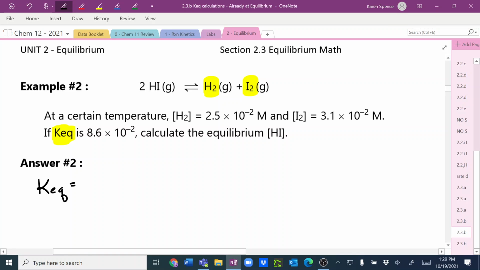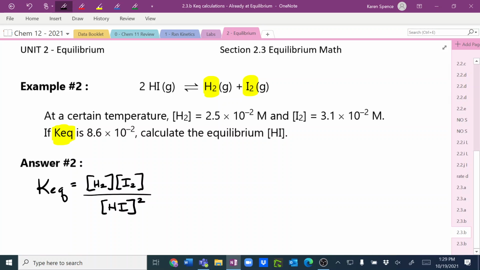KEQ equals my products. I've got concentration of H2 times concentration of I2 over concentration of HI squared. Now, what is my unknown here? What am I looking for? HI, so I'm looking for that.